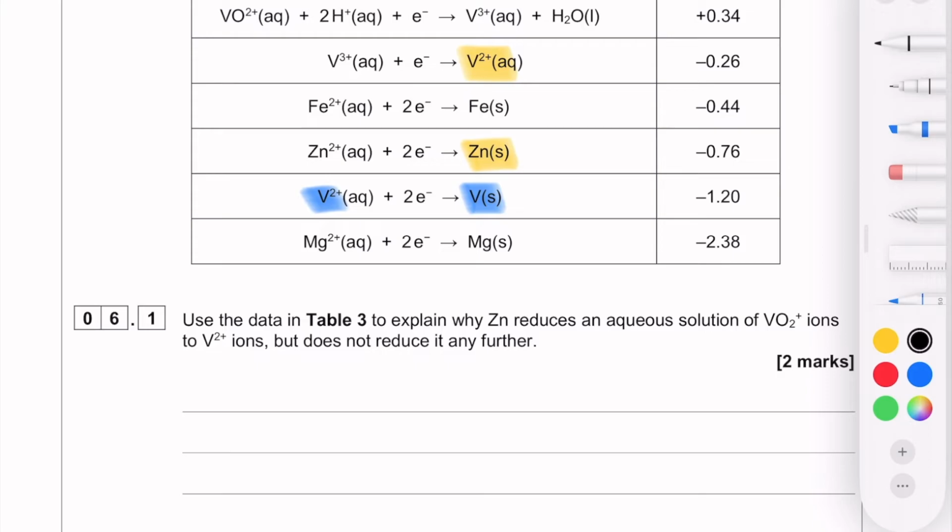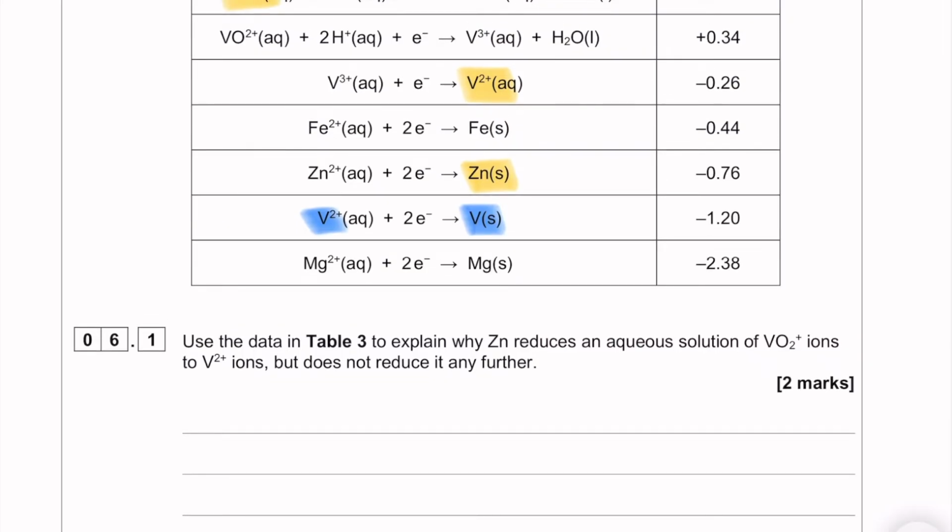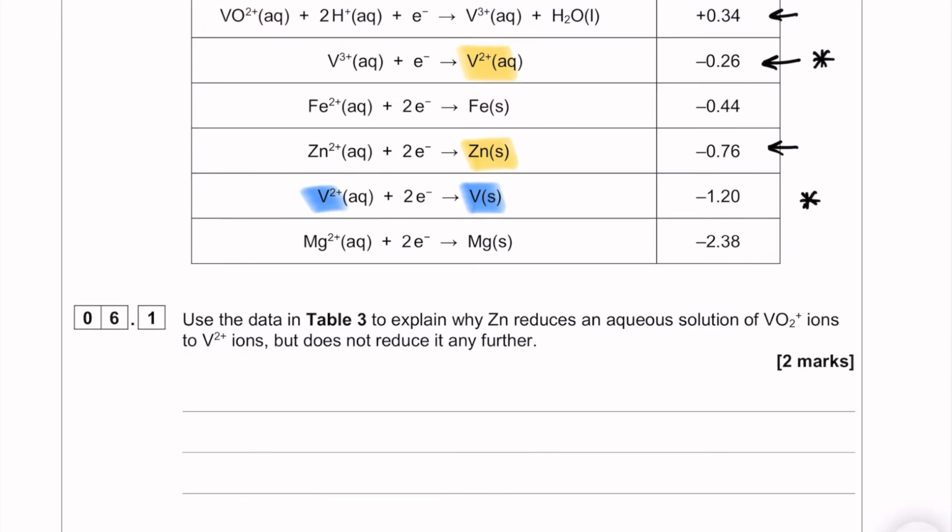Now, there's a whole series here, and we can see that the electrode potential of this first equation here is greater than our zinc equation, as is this next equation, as is this next one. So we could actually write a whole series of inequalities, but the important equations to look at are the last one that can happen and the one that can't happen.